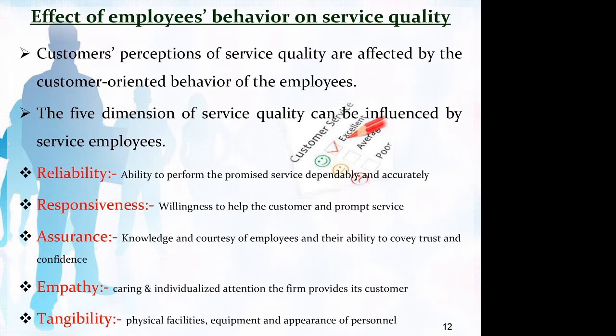Effects of employees' behavior on service quality: this is what happens. Reliability, responsiveness, five dimensions, which we have also seen in the first unit. Okay, the five dimensions of service quality can be influenced by reliability, responsiveness, assurance, empathy, and tangibility. In depth we have already seen in the first unit itself, talking about these five dimensions. What are they? Reliability, responsiveness, assurance, empathy, and tangibility.